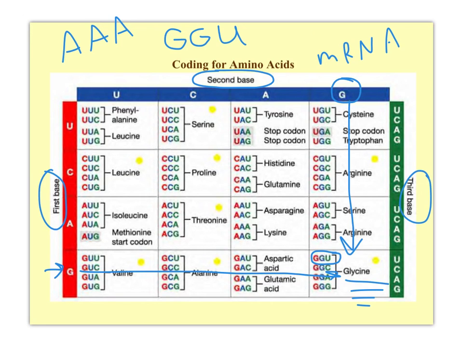Okay, hopefully at this point you realize that AAA is going to be transcribed into UUU. If we find our first base on the left, we have our U. Second base on the top, our U. And this one's easy. You go down and over and you really just end up in this first box, and hopefully you see that phenylalanine is the name of the amino acid that it codes for.